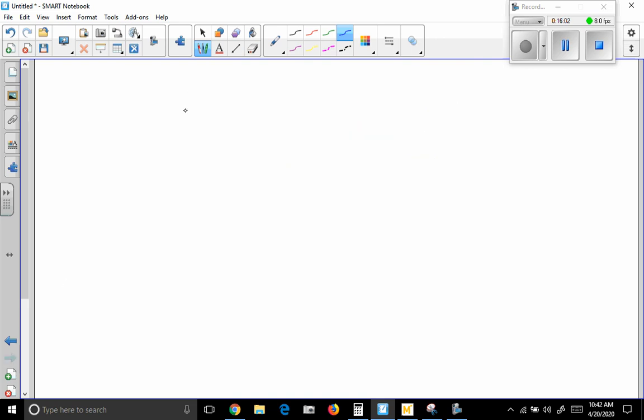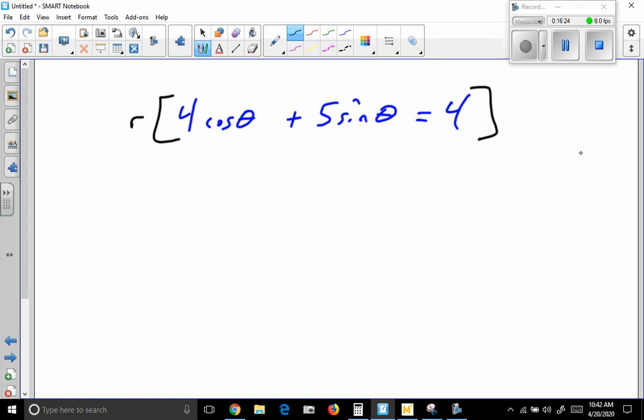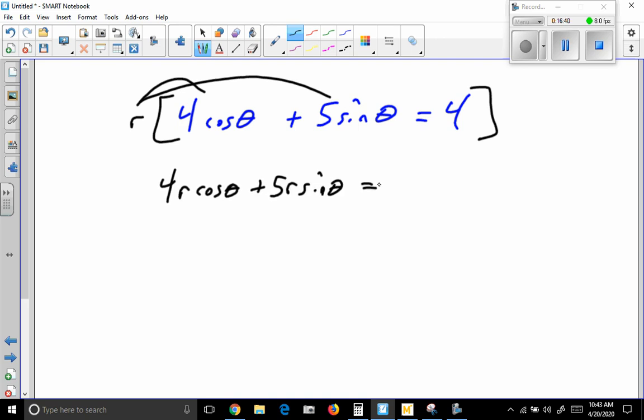But you might say, what if we don't have r's? What if we just have cosines or sines, and not r cosines and r sines? So let's suppose that we have this one. If we don't have an r with our cosine or sine, we need one. So we're going to multiply the whole equation by r so that we have an r cosine here. The first term gets an r, so we can call that 4 times r times cosine. The second term gets an r, so we can call that 5 times r times sine. And we also have to multiply the right side by r.